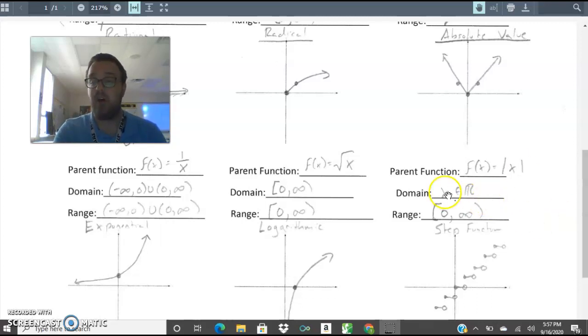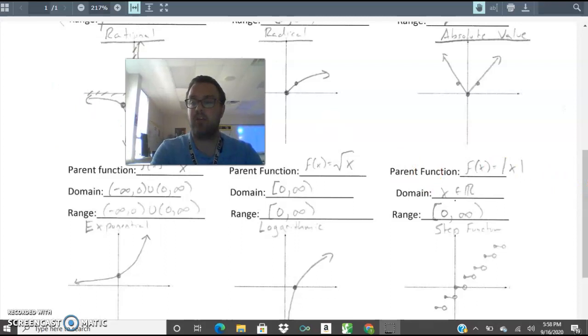The domain for this one's all real numbers. You can put any number you want into an absolute value function. I can put in 2, I can put in 7, I can put in negative 7, I can put in 2 7s, 139, whatever you want to put in, you can put in there. What can't come out, though, are negative numbers because absolute value makes them positive. So the range is 0, which is included, to infinity.